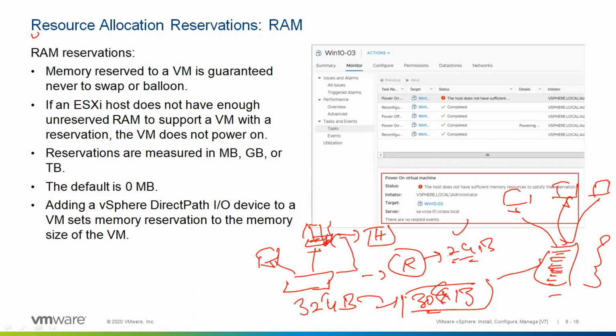ESXi doesn't do anything for the reserve capacity, because reserve means that is fixed and that is allocated to some of the virtual machines already. That is considered as allocated. Correct?